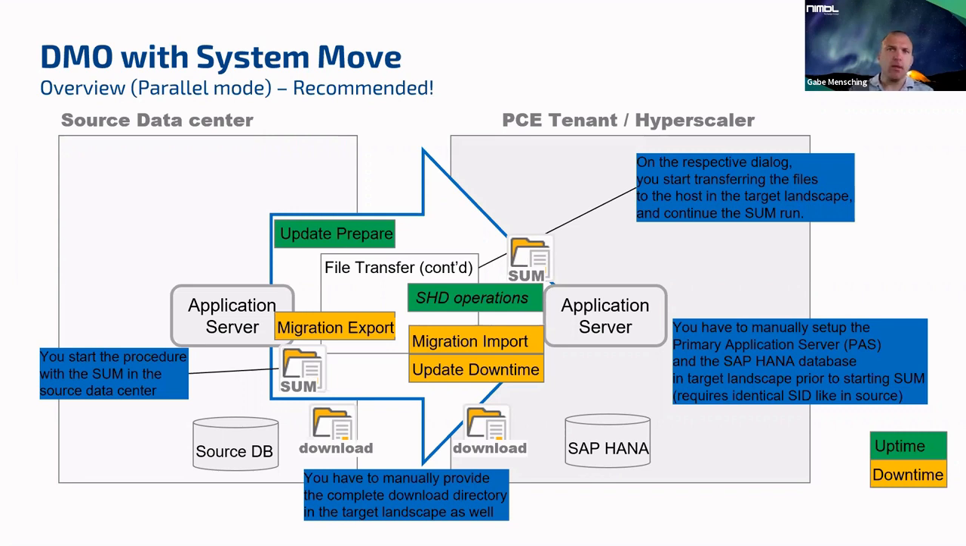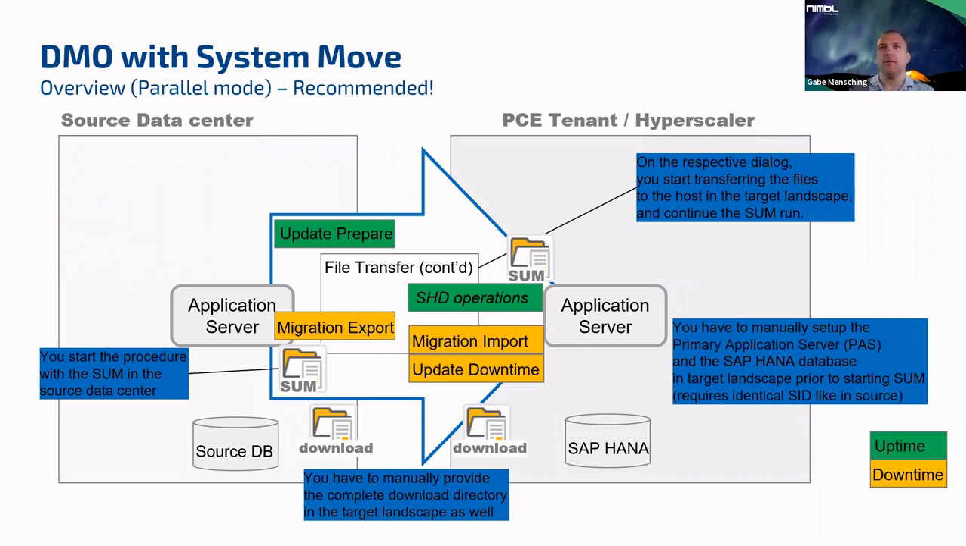So on the target, the SUM tool will execute all the shadow operations. Now, if you remember from the serial mode, those shadow operations happen in downtime, but in this parallel mode, it happens all in uptime. Once the shadow operations are complete, it's then sitting there waiting to import the dump files that are going to be exported from the source system. So you're then going to enter downtime on the source system, and it'll actually start creating those export files, and these are then synced over from the source to the target and imported into the target system. So this is all done in parallel into the target system, and then the upgrade finishes.